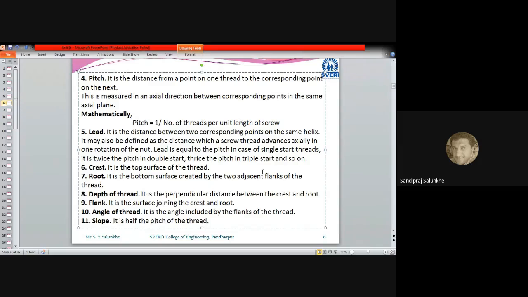So that term is related to this lead. Now next is crest. Already we have seen in the diagram what the crest is, what the root is, then depth of thread, and where the flank is shown. Also we have seen angle of thread and slope of the thread.